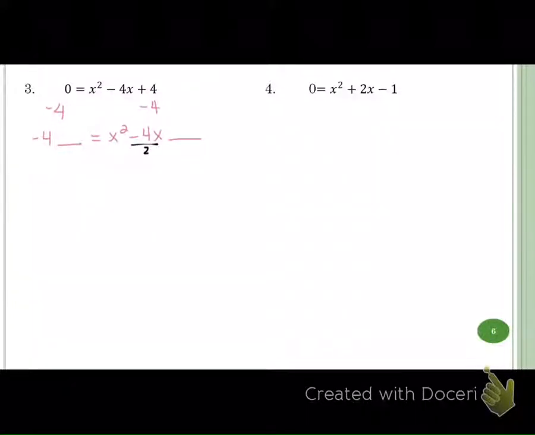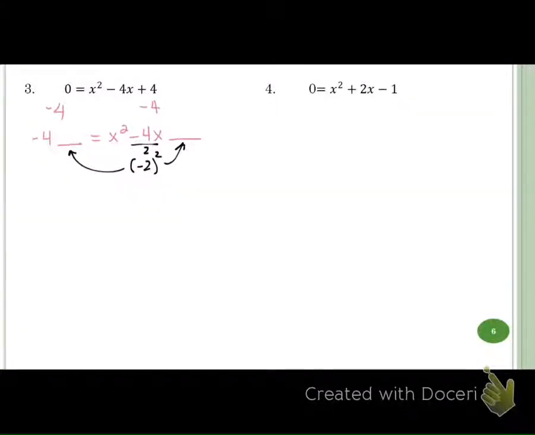Be careful. If you divide it, it's -2. What did you forget to do with the -2? So what is it actually? -2 times -2 is? +4. There you go. So we get +4.